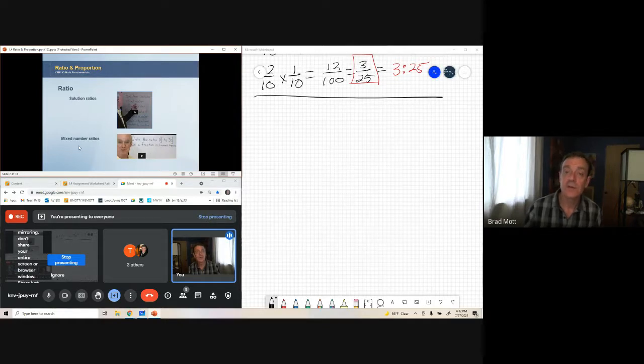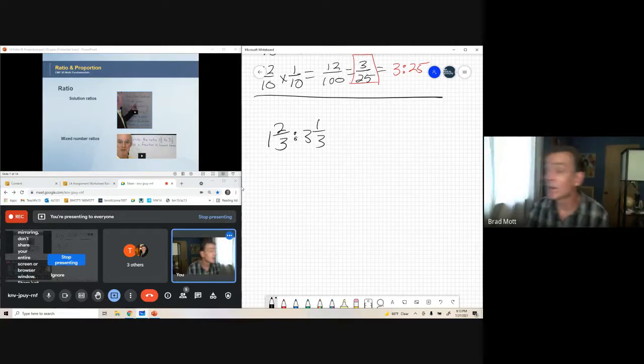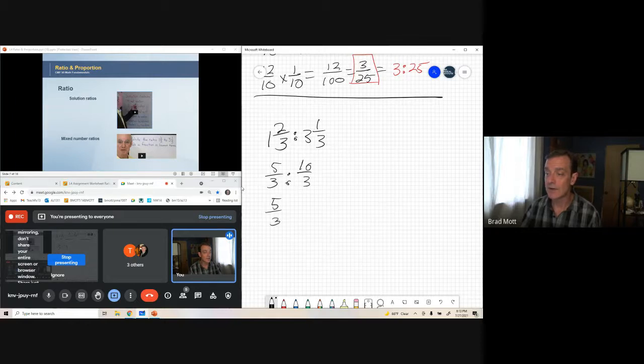Mixed number ratios, we've already run through those, but you know what? Let's just do that one more time with just mixed numbers instead of having to convert the decimals. So we want the ratio of 1 2/3 to 3 1/3. First step, let's get our improper fractions. That's 3 times 1 plus 2, that's 5/3 to 10/3. We are going to divide 5/3 by 10/3.